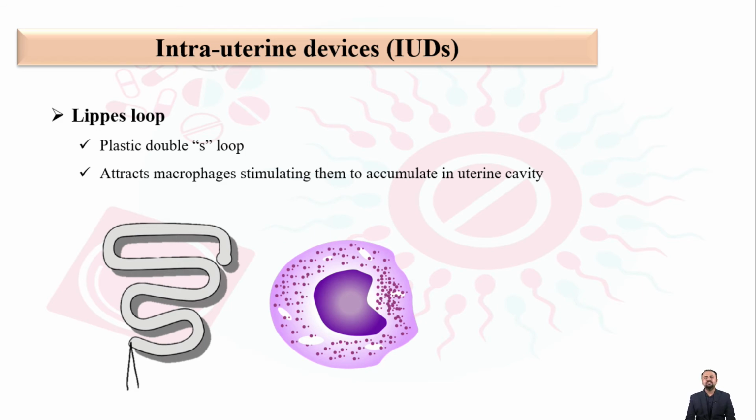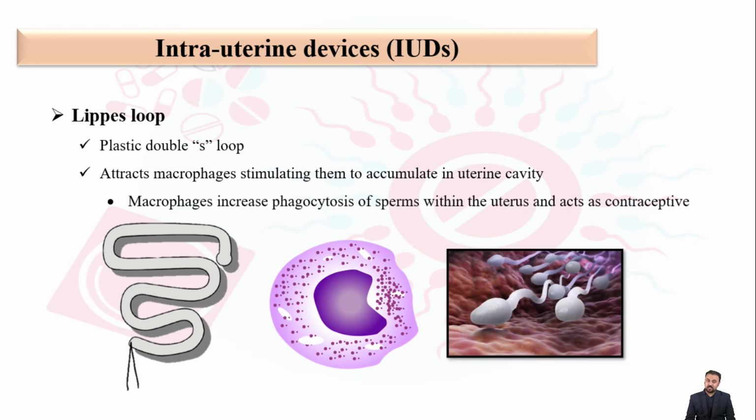So if there is a foreign object inside the body, obviously the body is going to react by producing a greater amount of white blood cells. So students, the presence of the Lippes loop inside the uterus attracts macrophages, and these macrophages phagocytose whatever sperms enter the vagina.